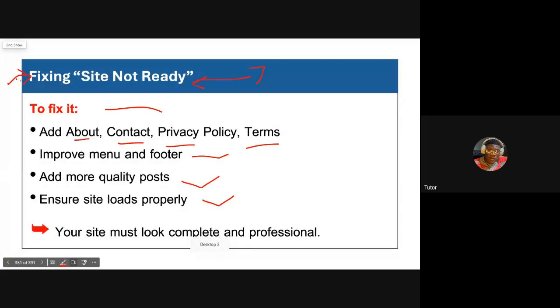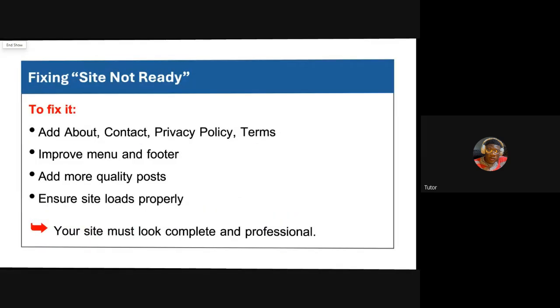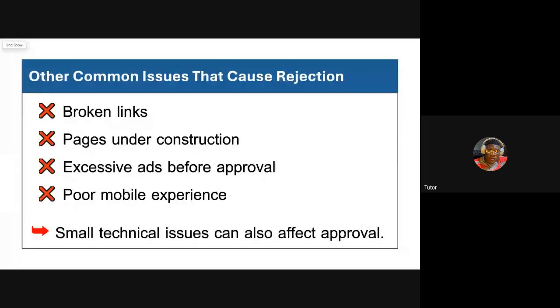Okay, so once you're able to achieve all these things, that means you've been able to fix site not ready. If you apply again, you must surely get approved. Your site must look complete and professional for AdSense to approve it. Now, these are other common issues that also cause rejections.